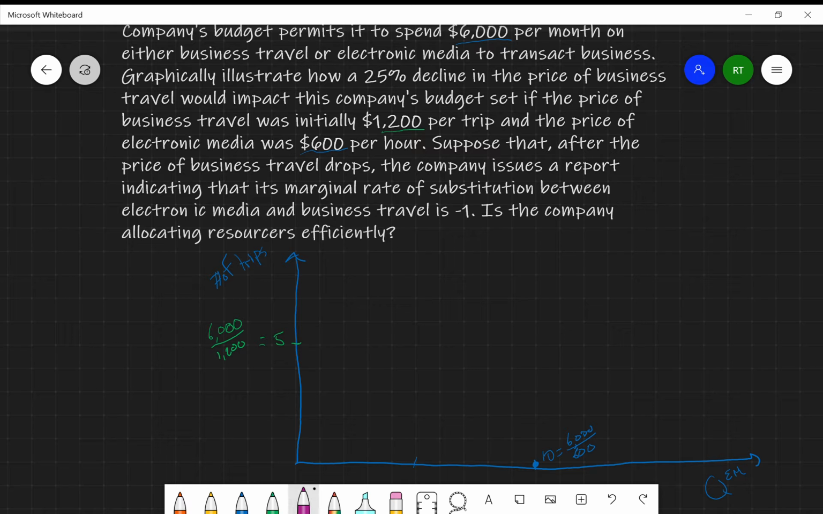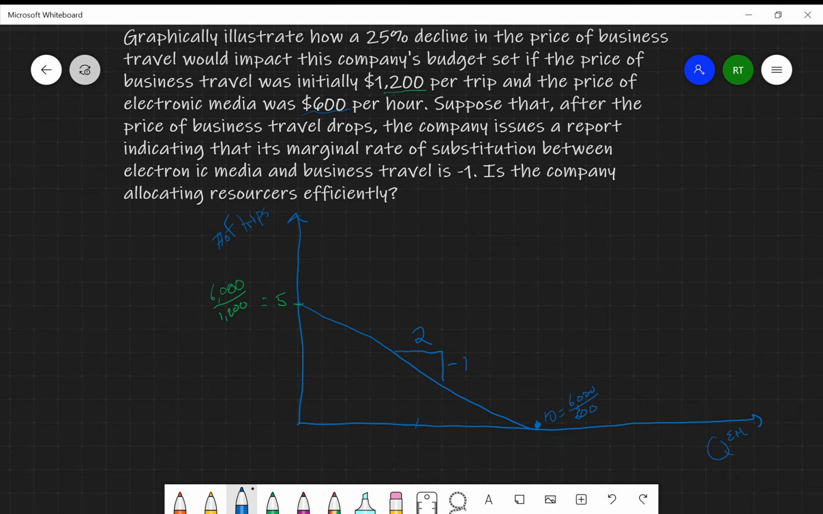Now, our initial budget line is going to look something like this. And we can see already from the slope of it that it's not -1. The slope here is a rise of -1 for every run of 2. We could even look at that on the larger scale, in terms of a run of 10 and a rise of -5.